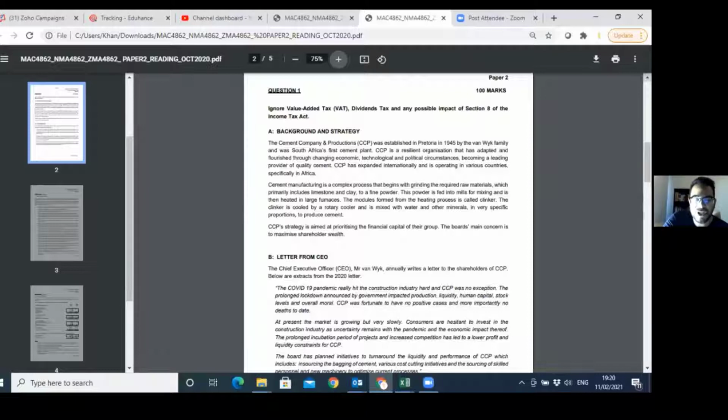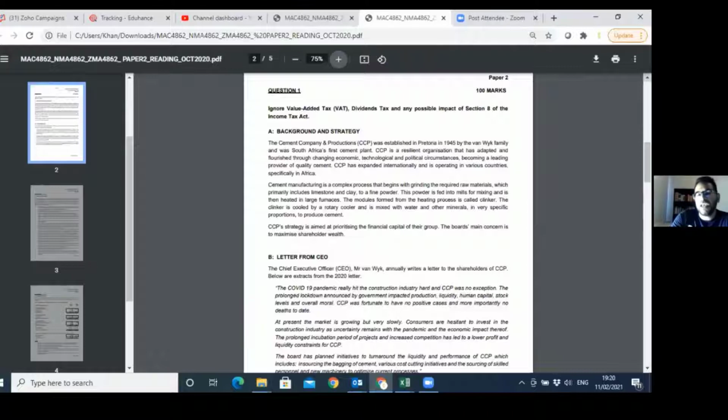CCP's strategy is aimed at prioritizing the financial capital of the group. The board's main concern is to maximize shareholder wealth. Okay, so that is, in a traditional sense, to maximize shareholder wealth. That is why they're not so great anymore. They don't look at things beyond shareholder wealth. But that is their thing, so it's financial capital. So that is giving you a background on strategy over here.